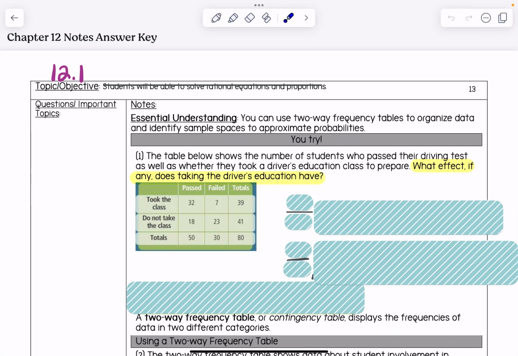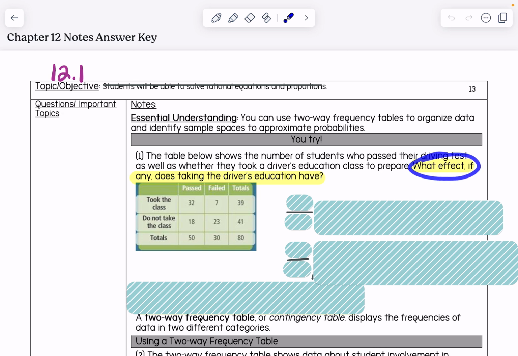This is lesson 12.1. Essential understanding: you can use two-way frequency tables to organize data and identify sample spaces to approximate probabilities. Number 1. The table below shows the number of students who passed their driving test, as well as whether they took a driver's education class to prepare. What effect, if any, does taking the driver's education have?